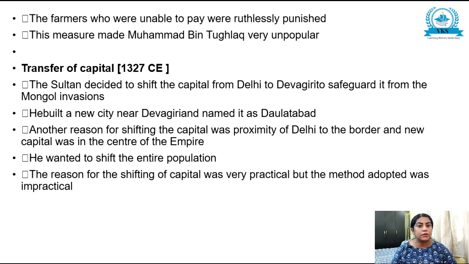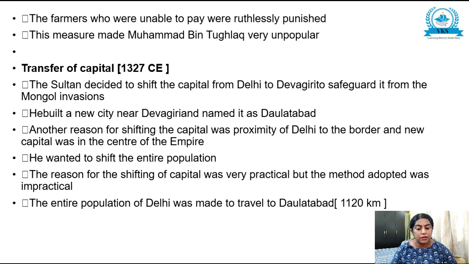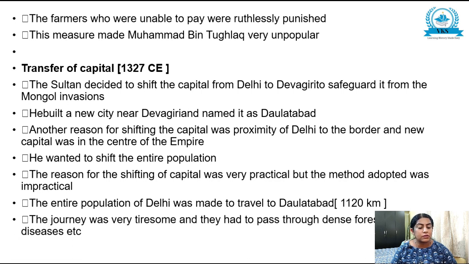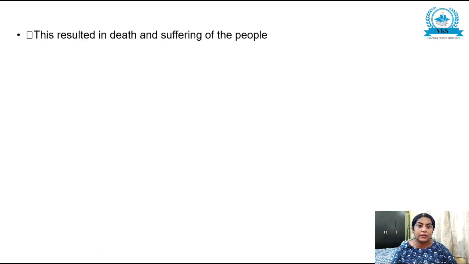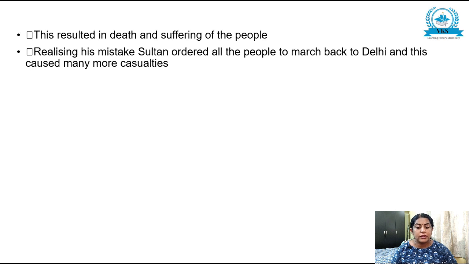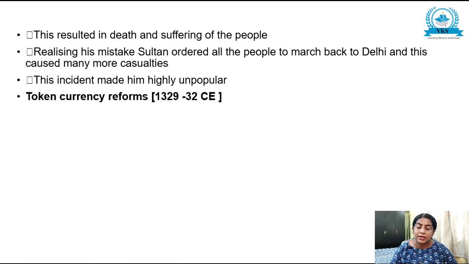The method adopted was impractical. The entire population of Delhi was made to travel to Daulatabad, which was 1120 kilometers, and the journey was very tiresome, and they had to pass through dense forest, heavy rains, diseases, etc. This resulted in death and suffering of the people. Realizing his mistake, the Sultan ordered all the people to march back to Delhi, and this caused many more casualties. This incident made him very unpopular. So that was the second administrative experiment of Muhammad bin Tughlaq. The second experiment also became a failure.